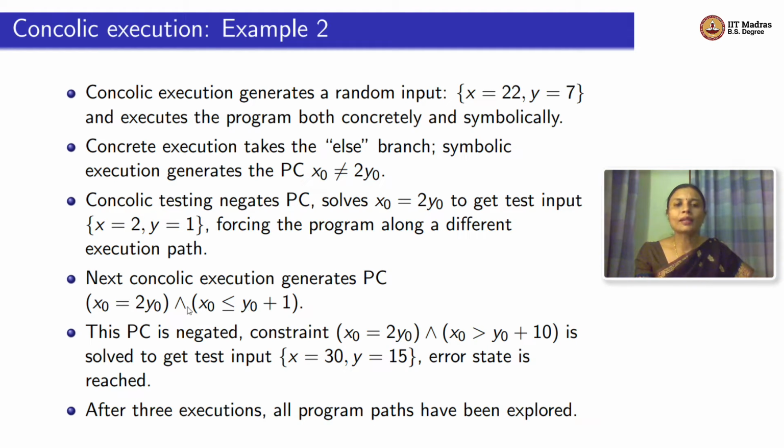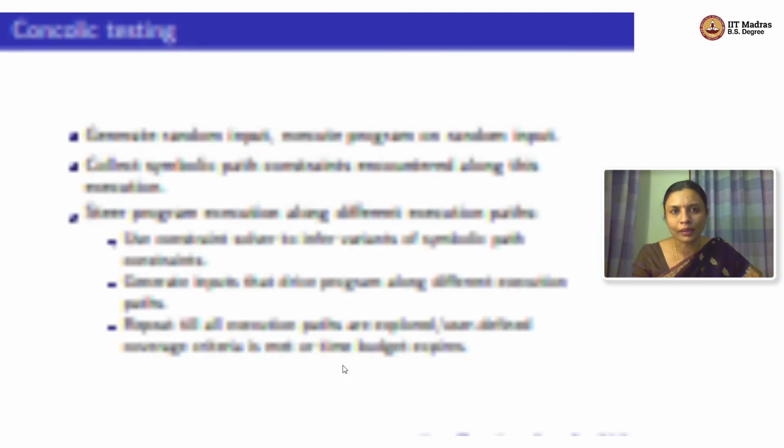Now you negate the second path constraint in this list. The first one has already been negated. The second path constraint is x naught less than or equal to y naught plus 10. Negate it to get x naught greater than y naught plus 10. Solve it, you'll get 30 and 15, and you know that reaches the error state. After these 3 executions, all the program paths have been explored. This is the same thing that symbolic execution did. The only extra step in this case was to start with a random input and see what the program path taken is.